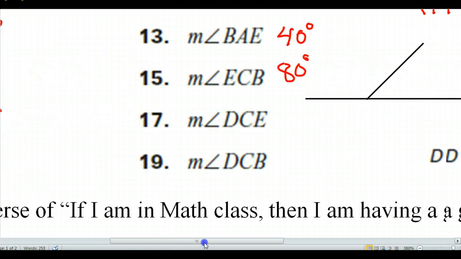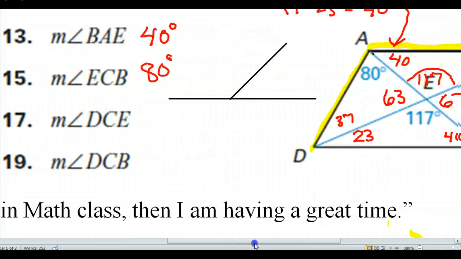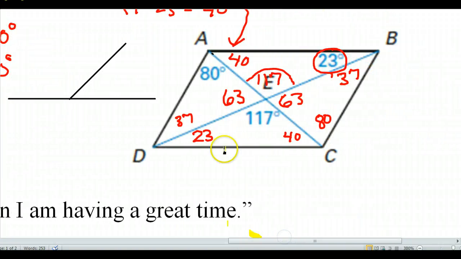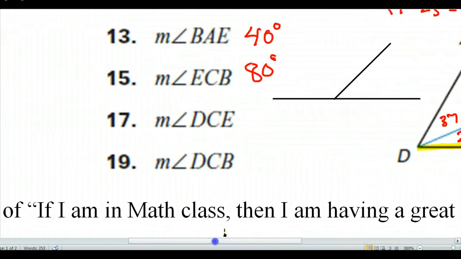Okay, if I lose you, please stop me immediately. Do not wait for like 5 questions later. Angle DCE. Okay, DCE is this, from D to C to E. That yellow angle is angle DCE. And I hear you saying 40. That's going to be 40. So everybody write down 40 for that one, for number 17.